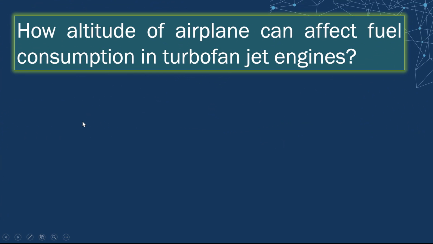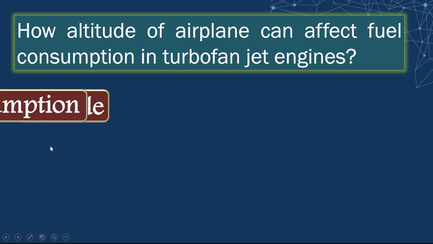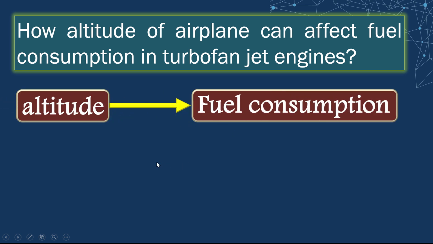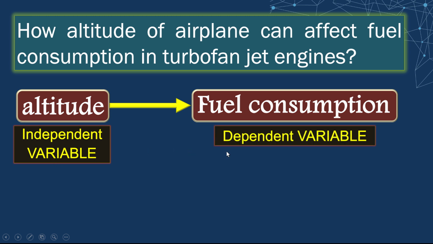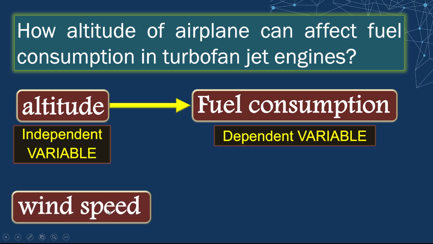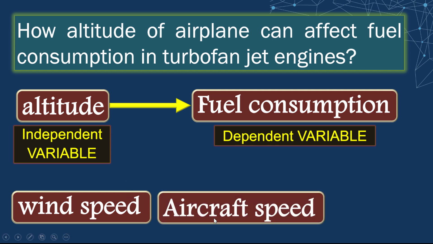Another research question: how can the altitude of an airplane affect fuel consumption in turbofan engines, jet engines? Here the altitude will affect the fuel consumption and it's regarded as the independent variable, and fuel consumption is our dependent variable, or the effect. The control variables are the ones that can potentially affect the results, but we have already kept them constant. Let's say wind speed is one of them. You know, wind speed highly affects the fuel consumption of an airplane. The other may be the aircraft speed.